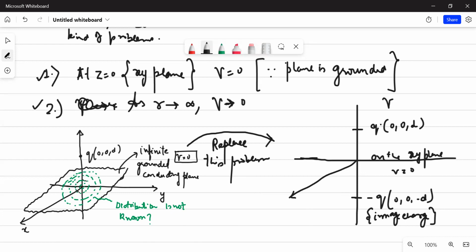Also, you know that the potential due to point charges is kq upon r. And as r tends to infinity, your potential would tend to zero. Is that clear?